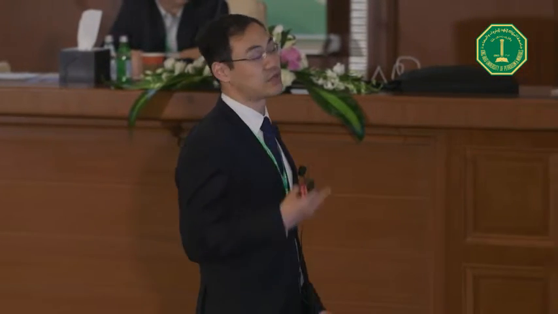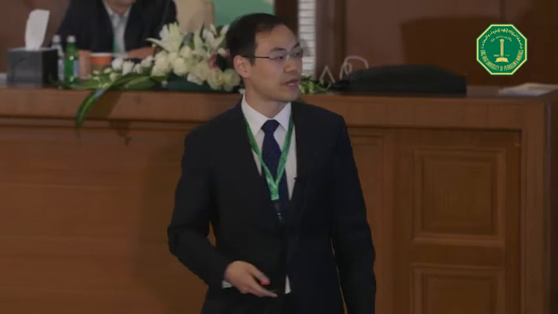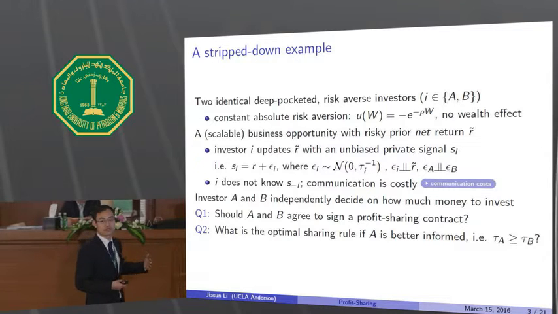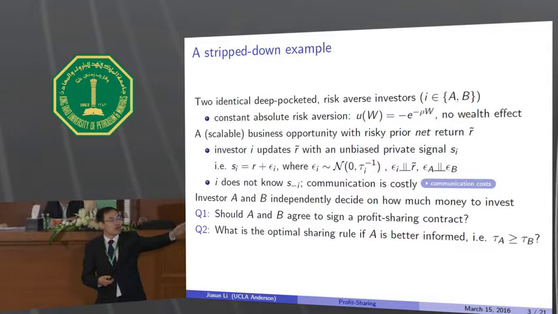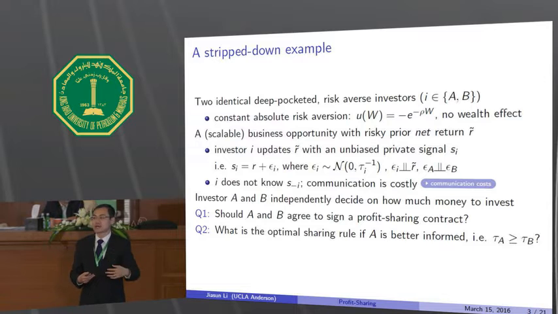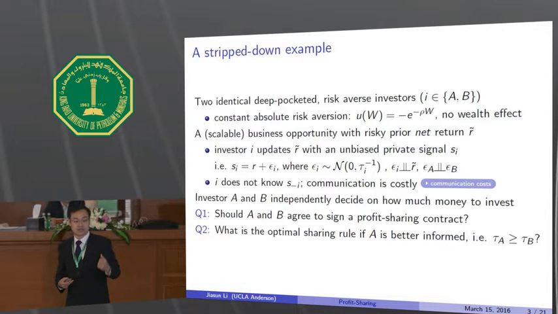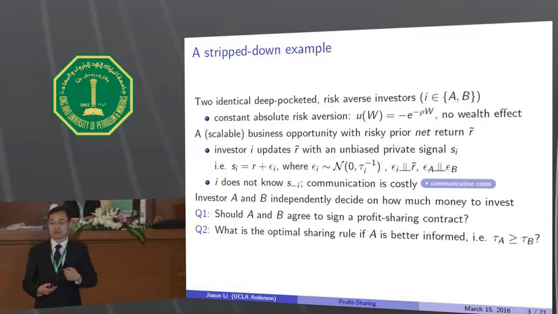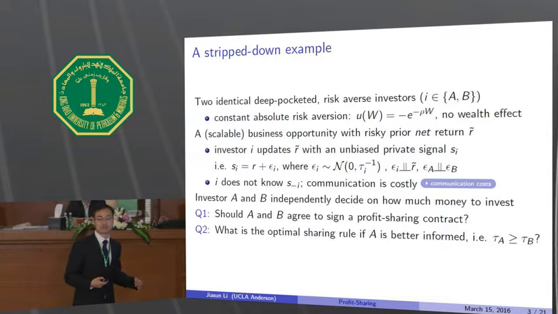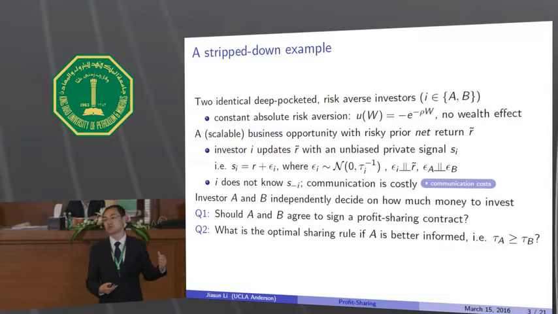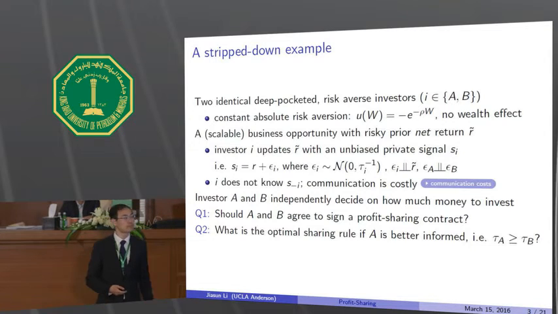And I'm going to show you that under the setup here, the profit sharing contract looks very, very simple, so it's very easy to implement. In particular, in this example, I'm going to show a somewhat counterintuitive result: no matter how precise our private information is, the optimal sharing rule between Bill and I is always to go 50-50, as long as we have the same risk aversion parameter.